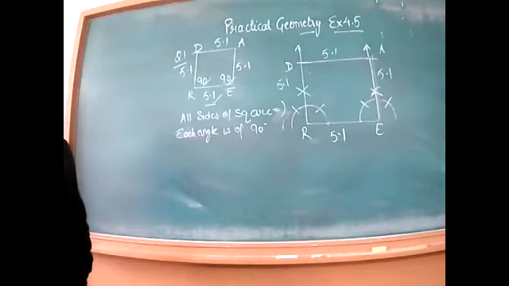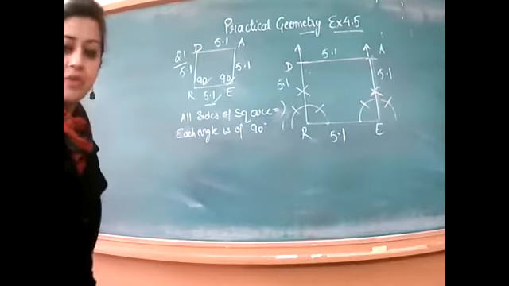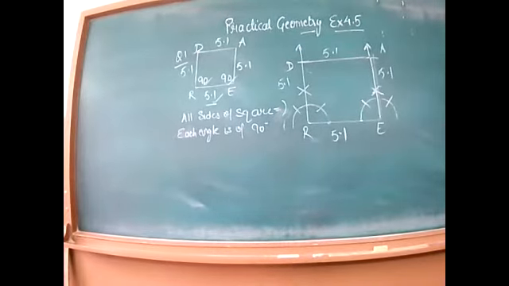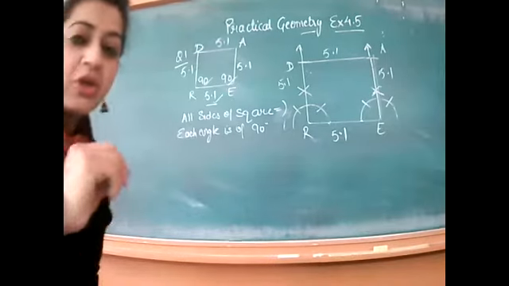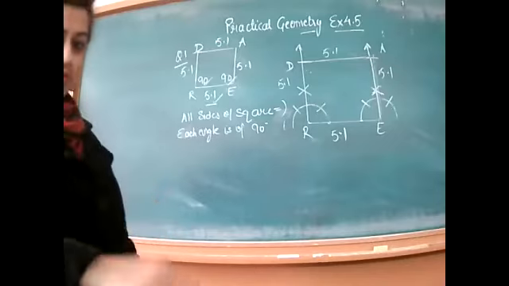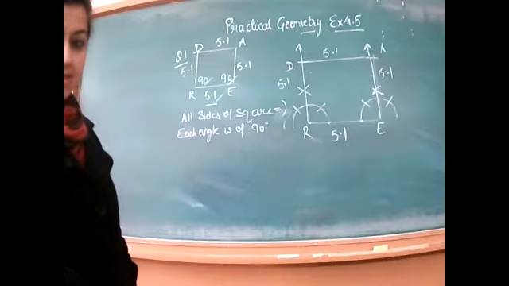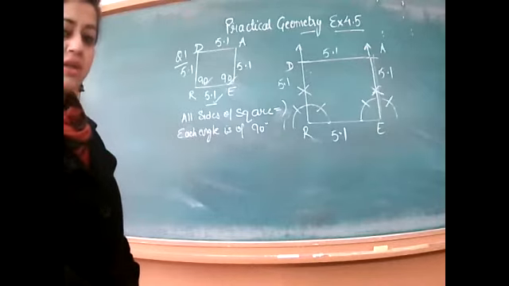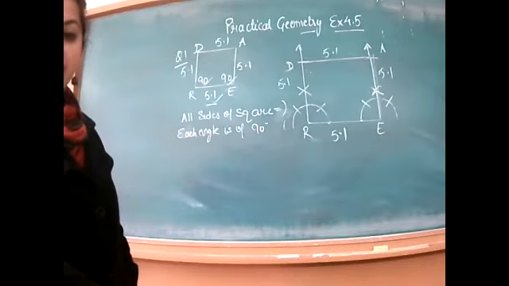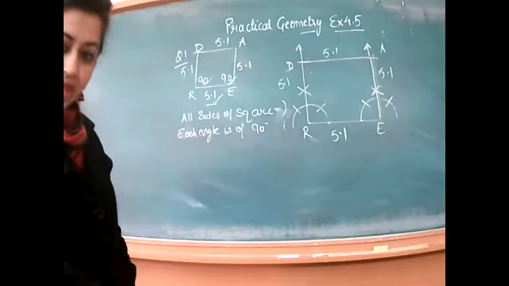And then put an arc of 5.1. Draw an arc of 5.1 from R, and then an arc from E of 5.1. Then join both the points and mark DA. Yes, this is the required square READ. Okay.